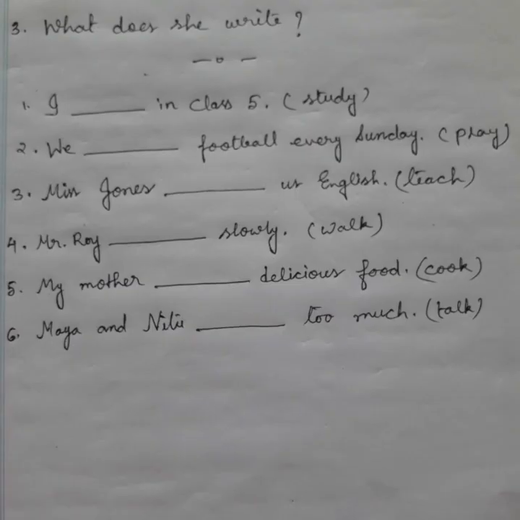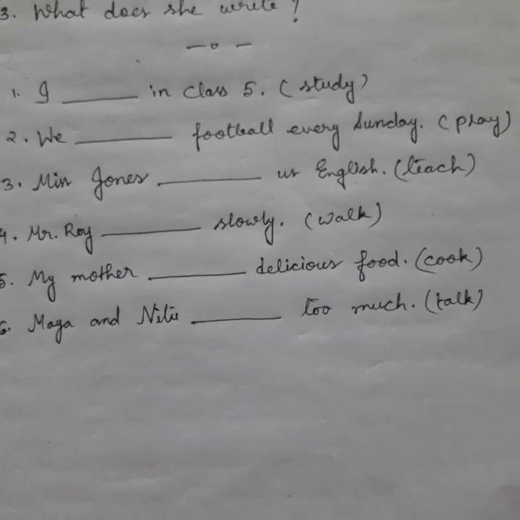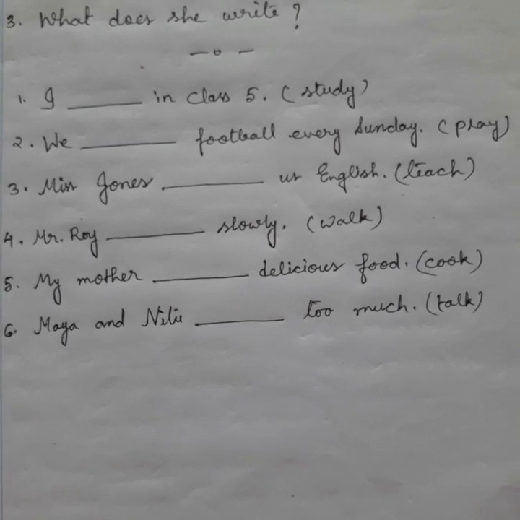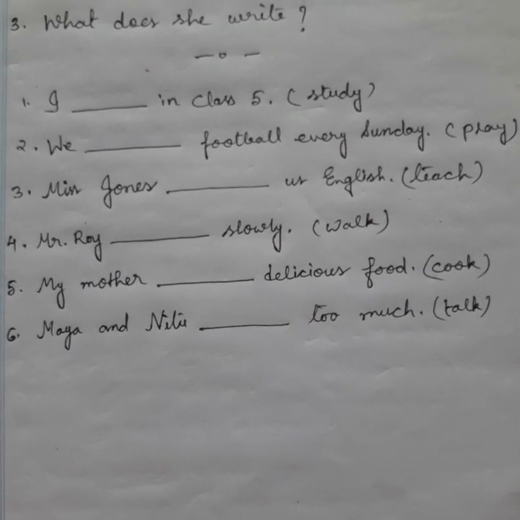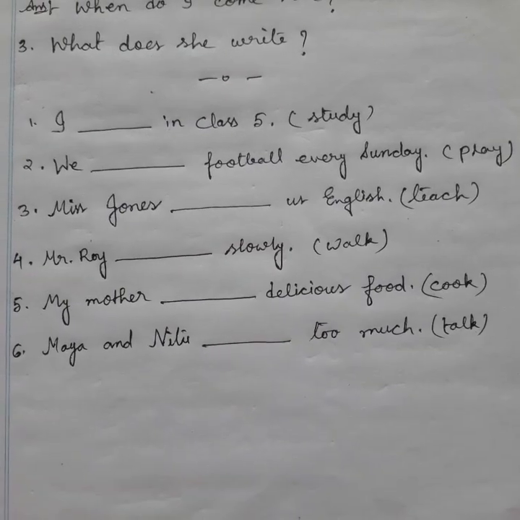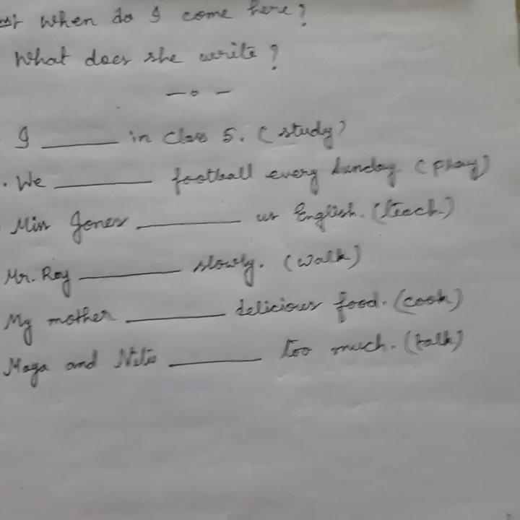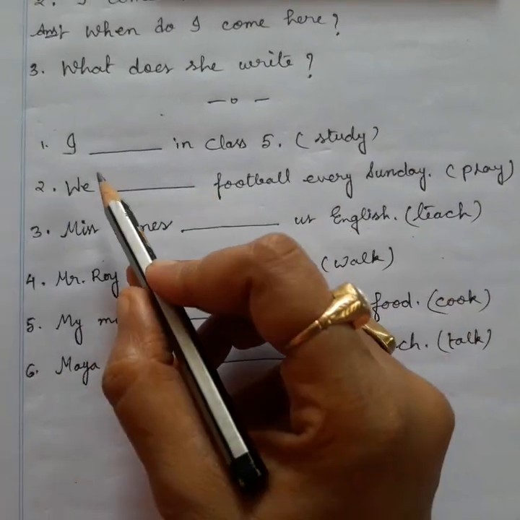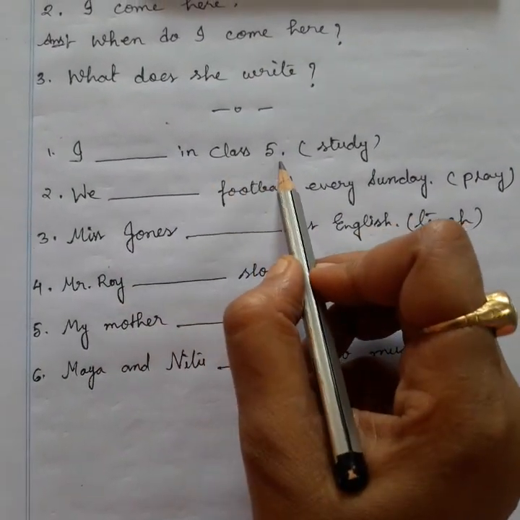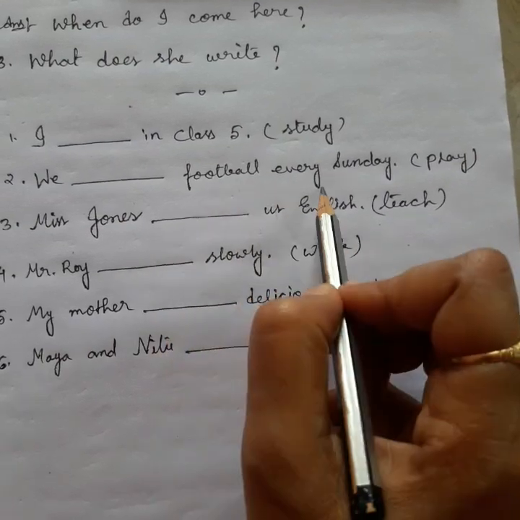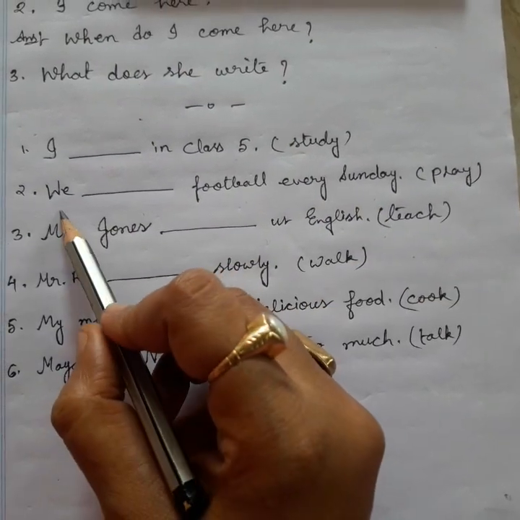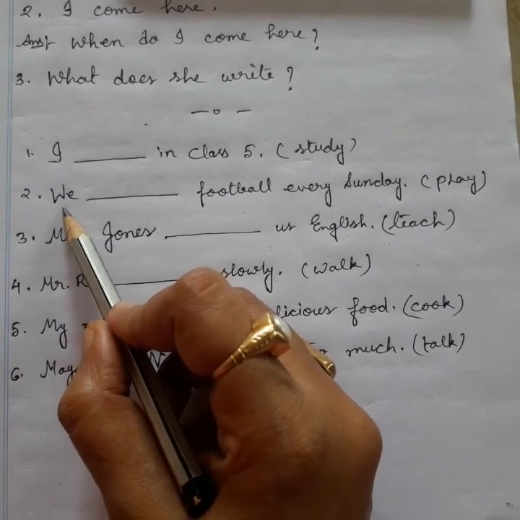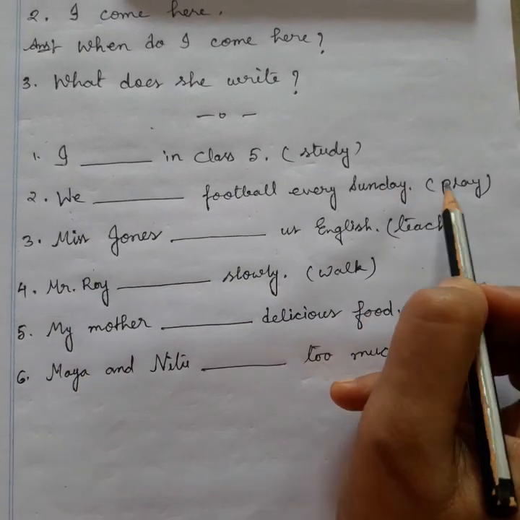Okay. Now here I have given some examples. You have to use the simple present form of the given verb. So I dash in the class. So for I we will use the main verb only. I have already told you. So I study in class 5. We dash football every Sunday. So we is first person, and moreover we means plural. So for we, play will be play only, no change.